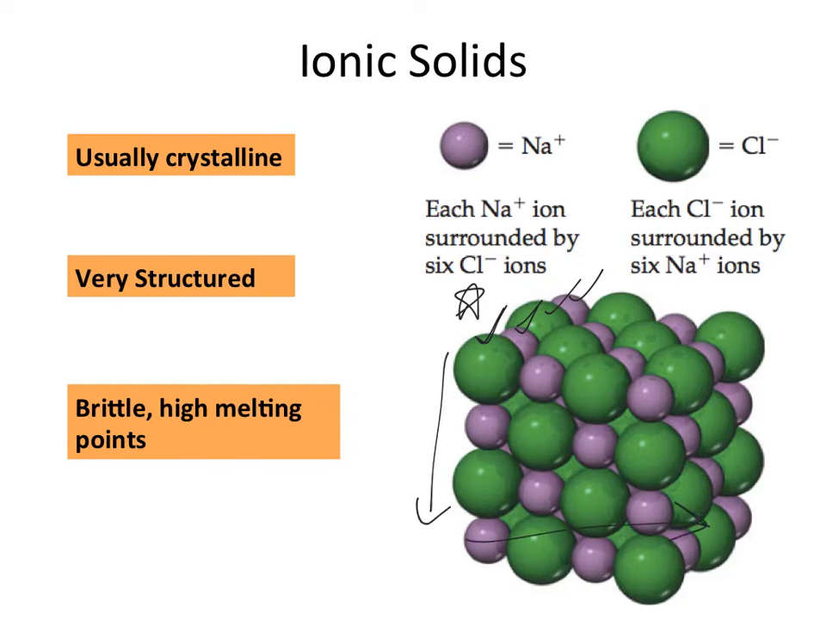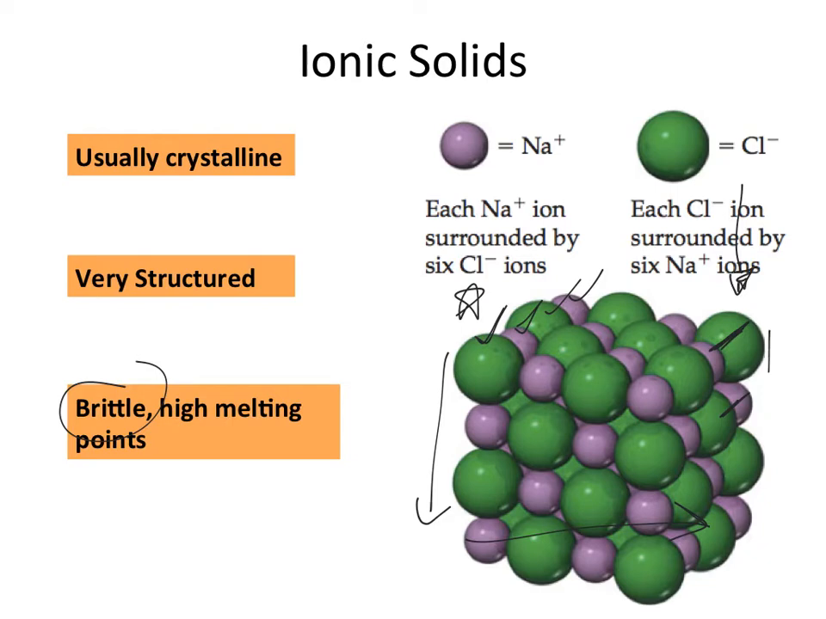Okay, so this repeating structure, or this repeating lattice, is what we come to expect or anticipate with ionic solids. In that same thought process, they also are very brittle and have high melting points. The reason why they're very brittle is because any disturbance in the interactions between the ions in the lattice leads to repulsive forces.